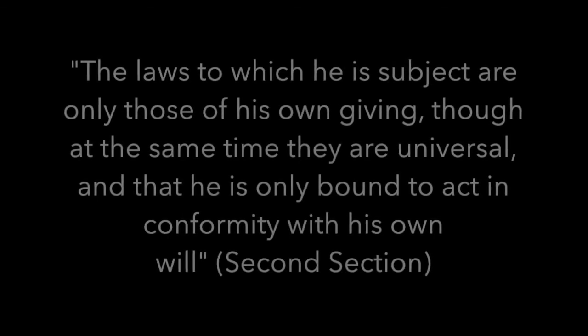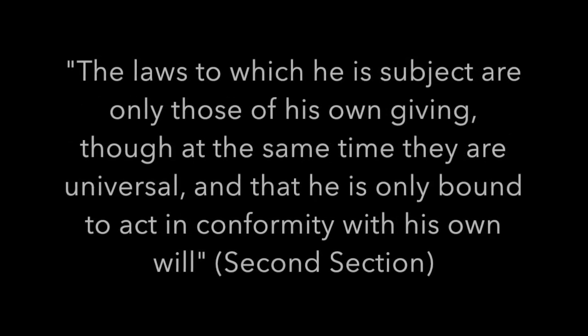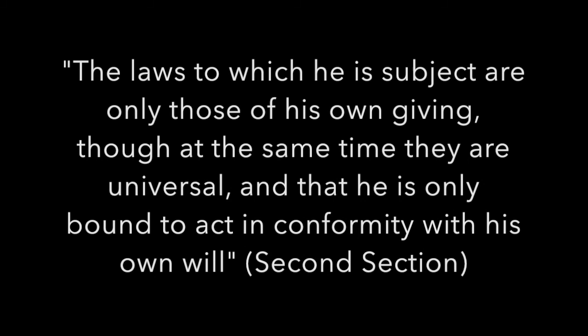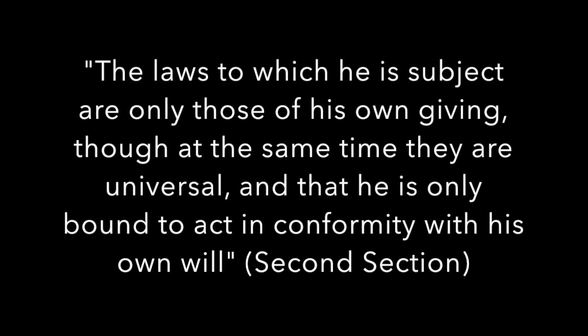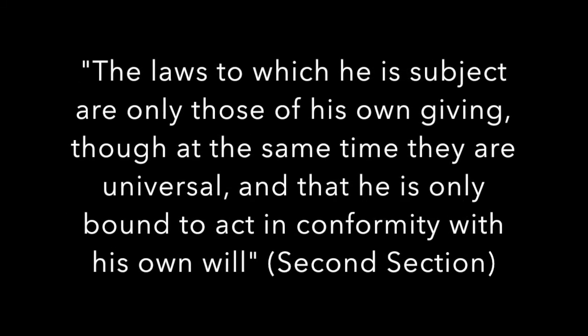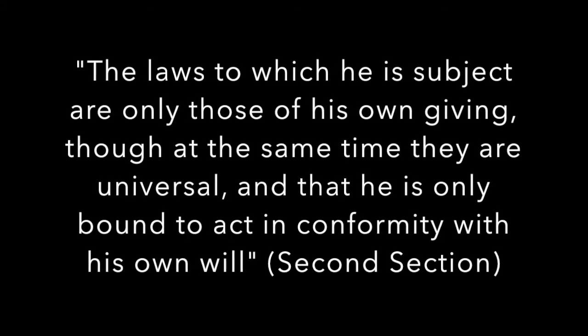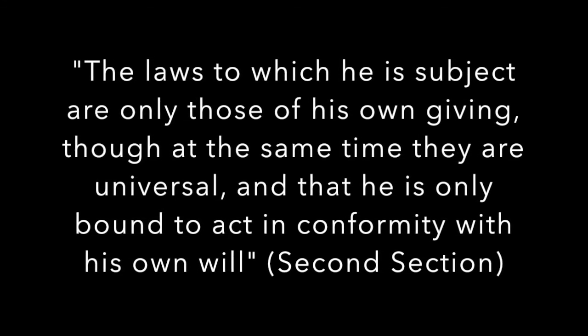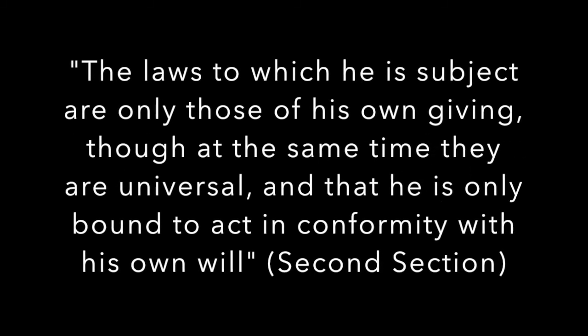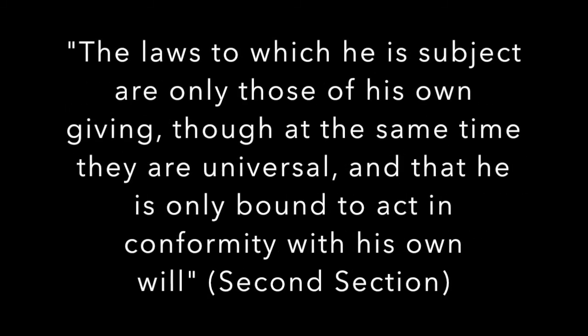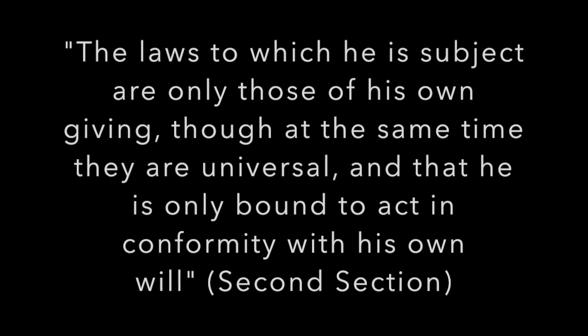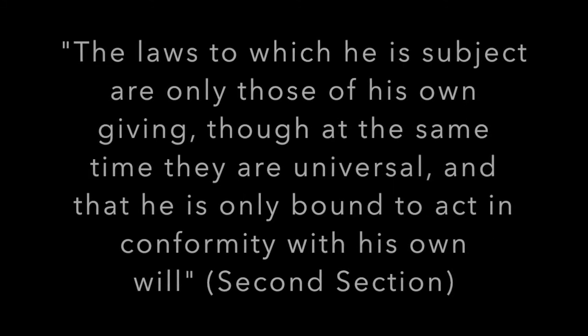This concept of autonomy can be best understood through this quote in the second section: "The laws to which he is subject are only those of his own giving, though at the same time they are universal, and that he is only bound to act in conformity with his own will." So, according to Kant, this idea of autonomy is essentially only having to obey laws that you yourself would give to others.